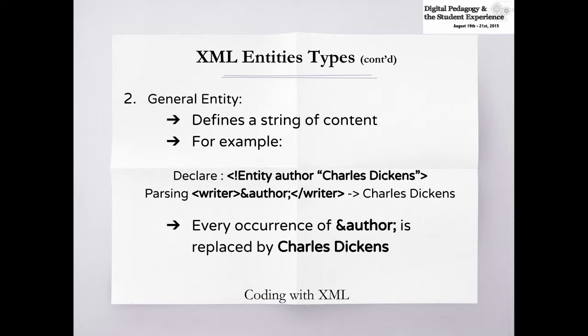When you're referring to a specific entity, you first type the ampersand and then the entity name followed by a semicolon.